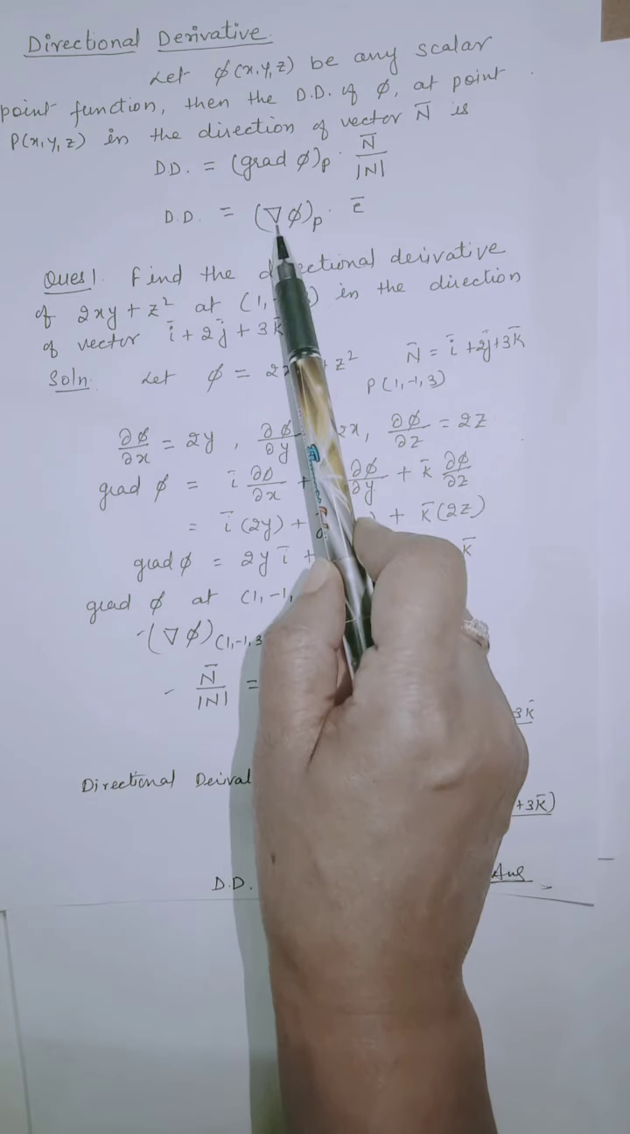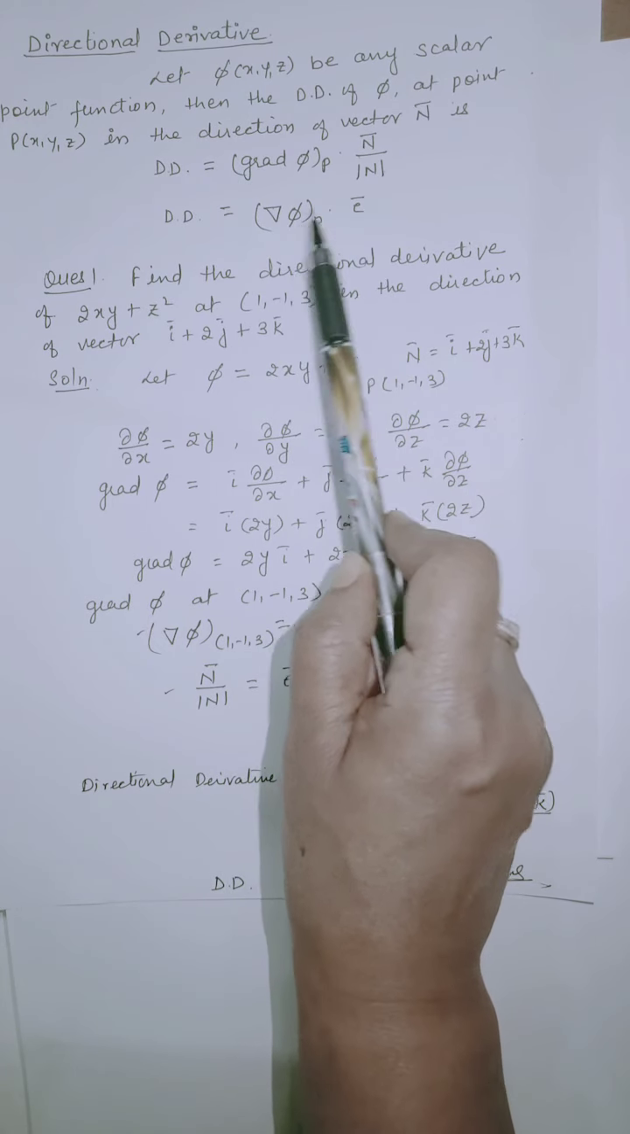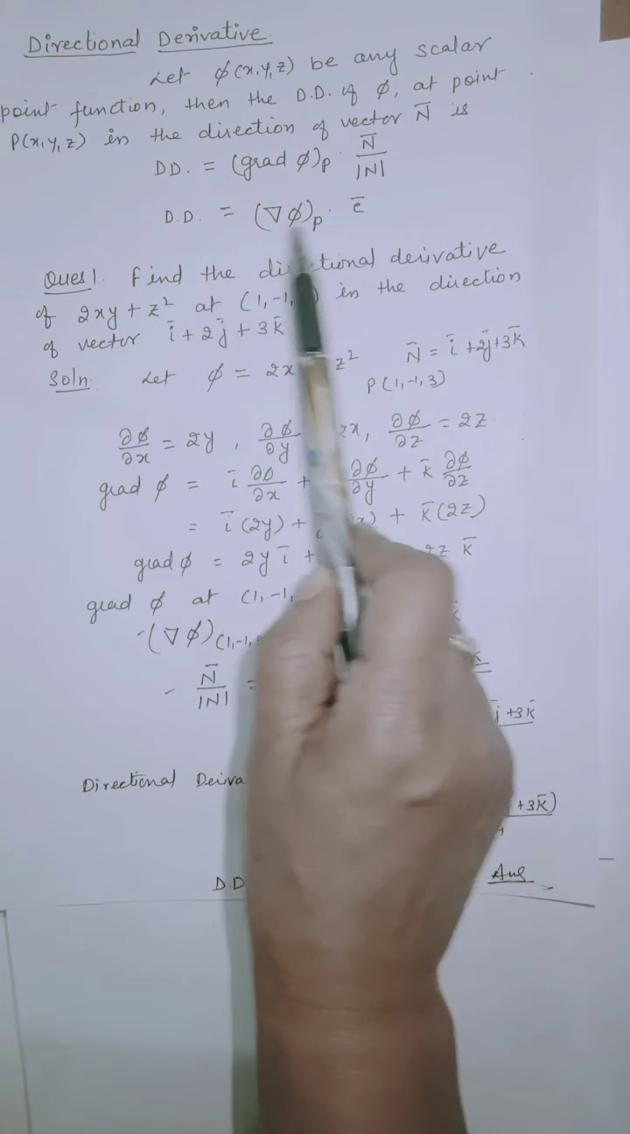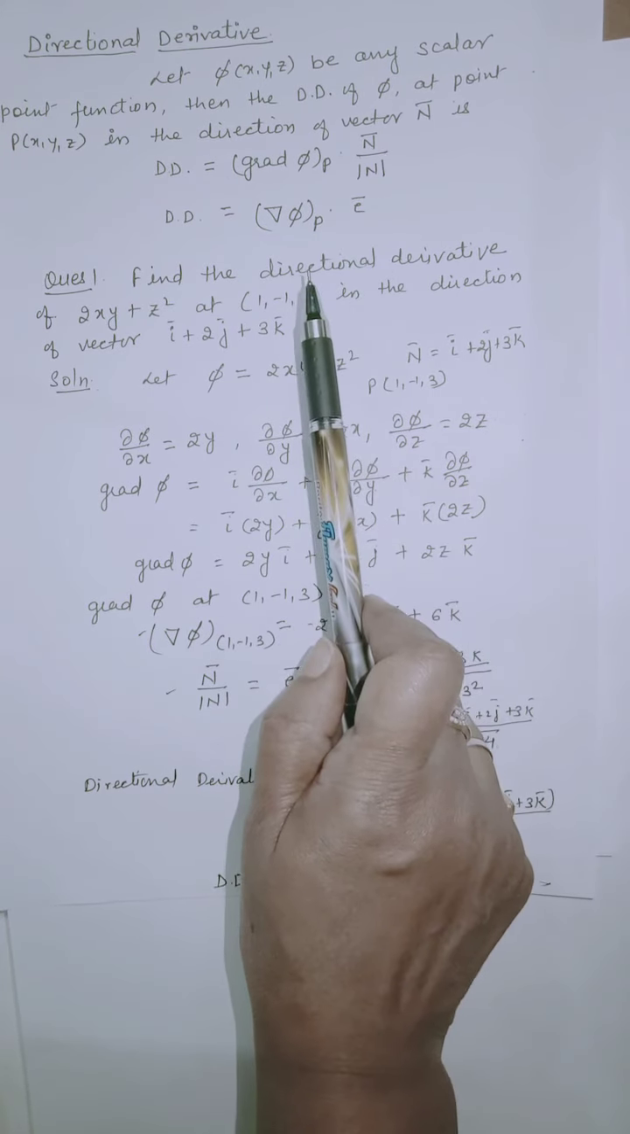See, grad phi is a vector, this is a vector. So vector dot vector will always be a scalar. So directional derivative is a scalar quantity, remember that.